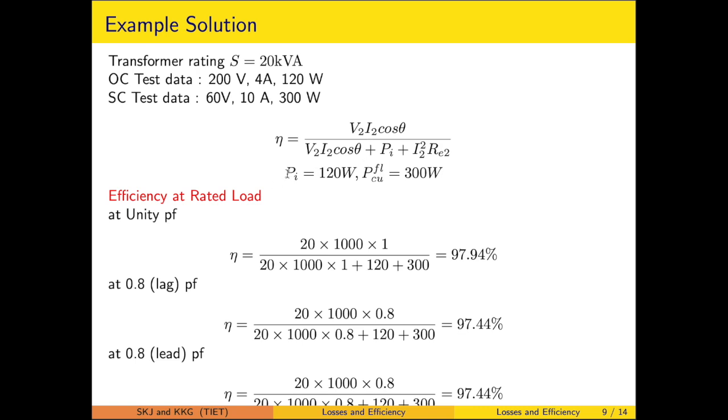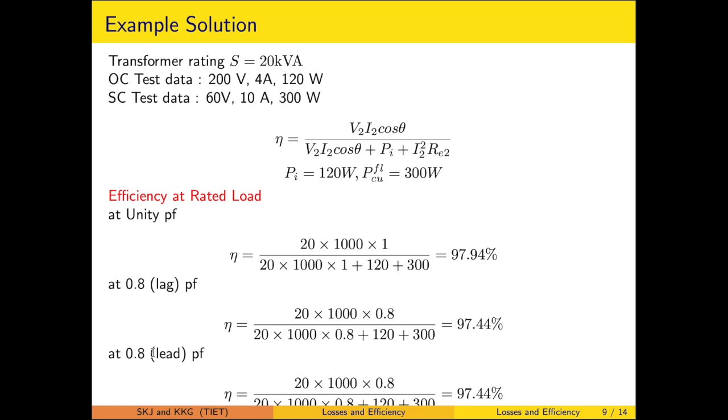Likewise, the Pi is 120 watt and PCUFL is 300 watt. So the efficiency at the rated load is calculated. Rated load means it is giving 20 kVA. So at unity, the output will be 20 kVA multiplied by 1, which is the cosine theta. Losses are 120 and 300, so it gives rise to 97.94 efficiency. At 0.8 lagging power factor, cosine theta is replaced here as 0.8 instead of 1, and we will get 97.44.